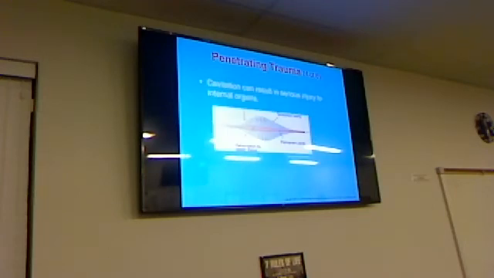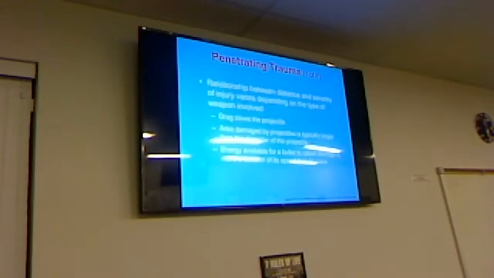So I mentioned this. Cavitation can result in serious injury to internal organs. Okay, so this is the path and the trajectory of an object, and this is talking about how much damage and how much havoc it's wreaking as it travels through the body. Okay, how much damage it's causing to tissues. All right, so the relationship between distance and severity of injury varies depending on the type of weapon involved. Okay. Drag slows the projectile.